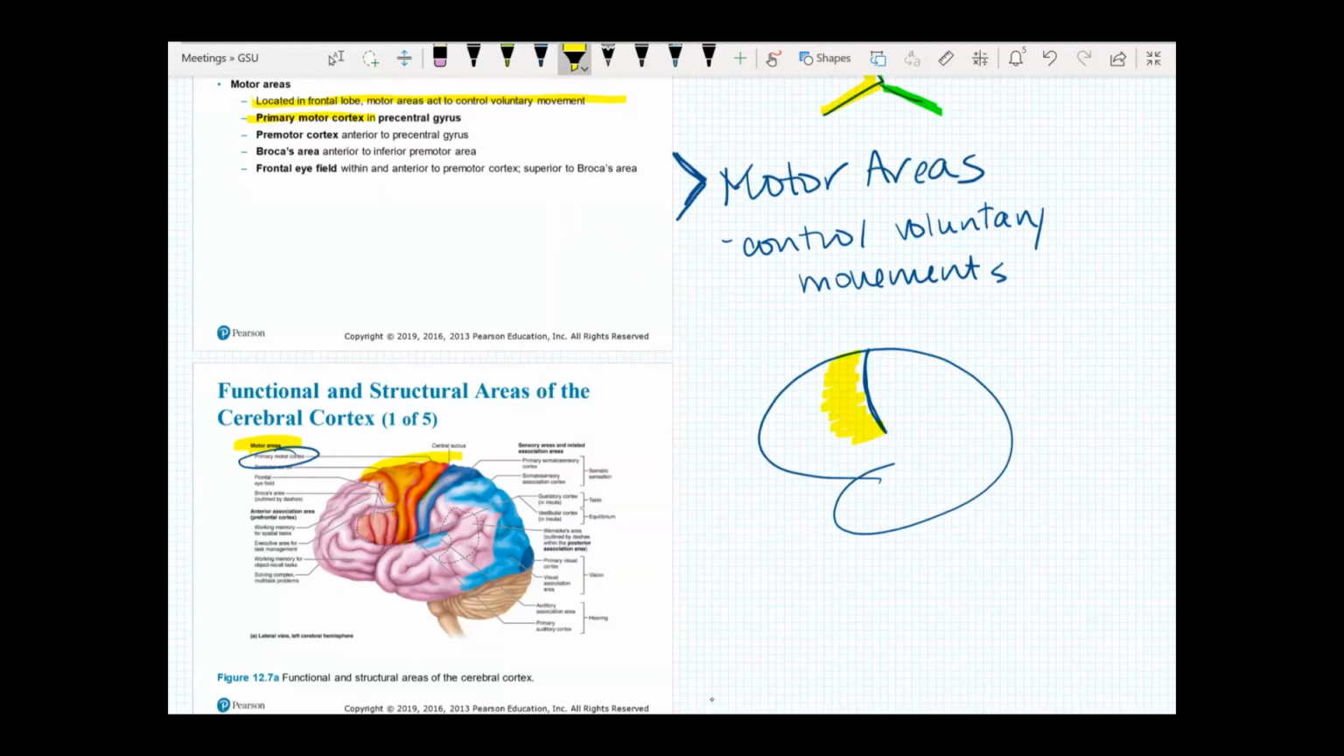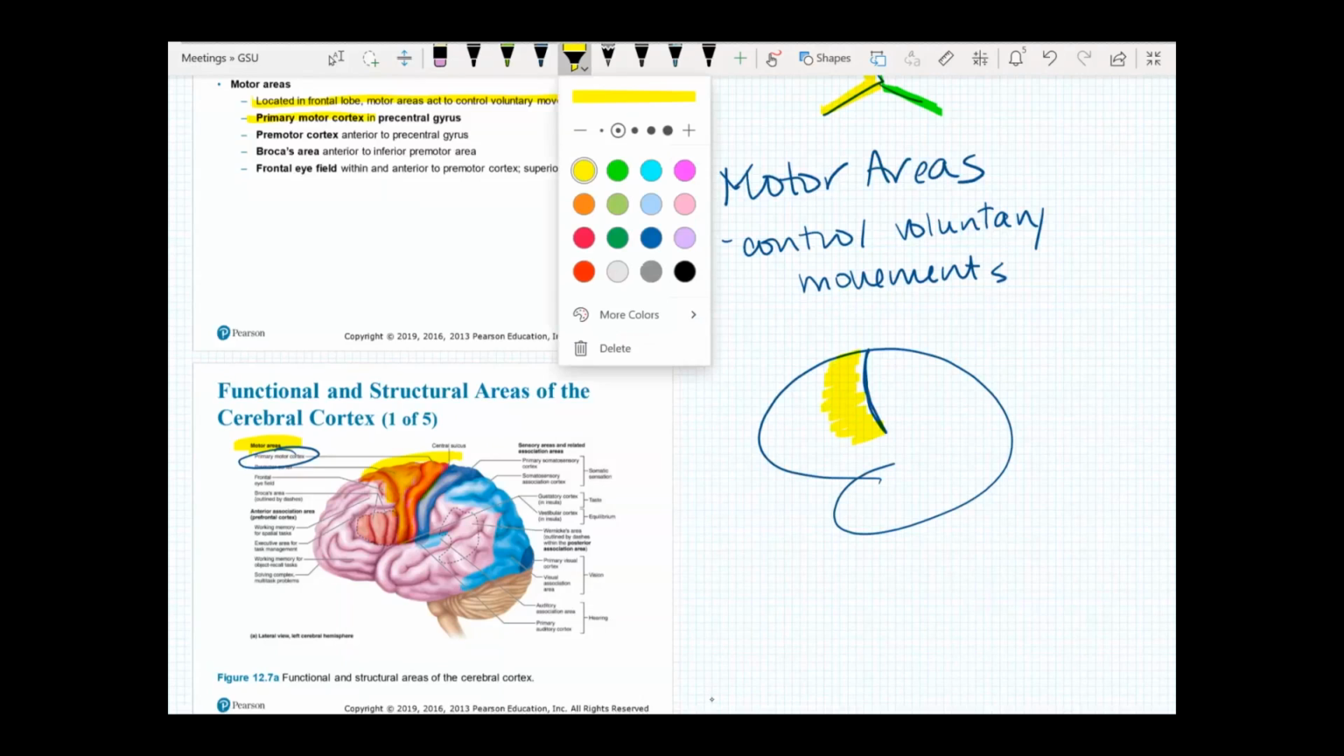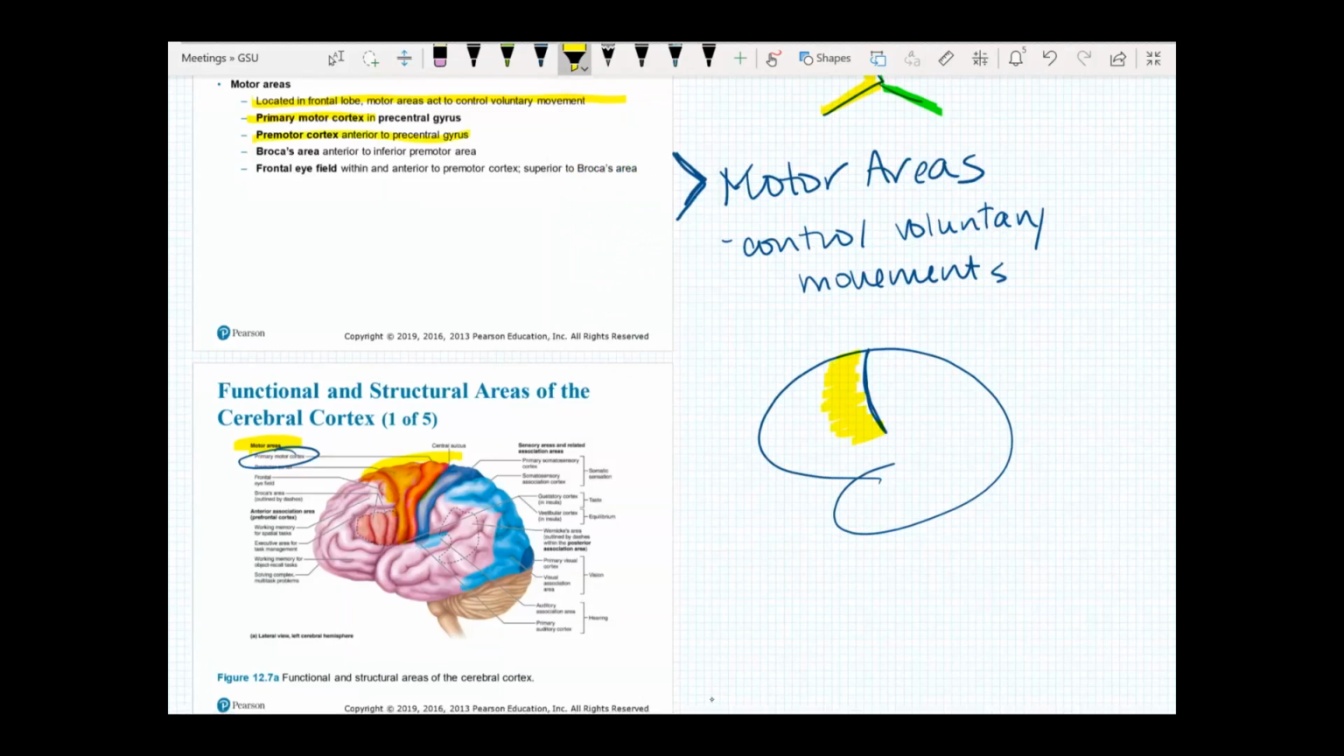And these are really long neurons that have to go all the way down to the spinal cord and then all the way down to potentially the tips of your toes. These are very, very long neurons. There's also something called the premotor cortex, which is right in front of this. It's just a small little section right here. So those are important, and that helps with refinement of some movements.